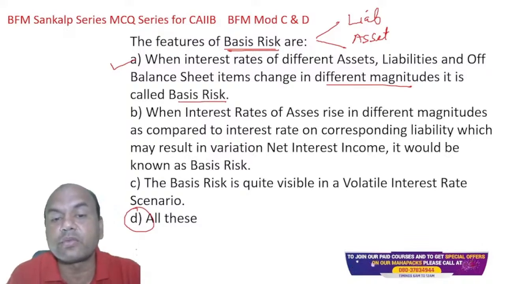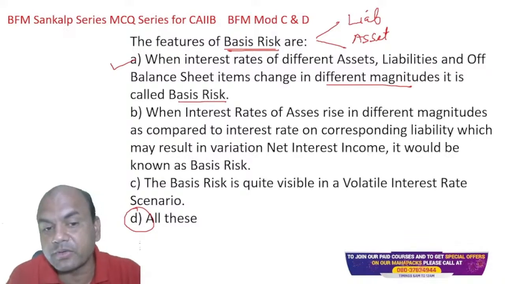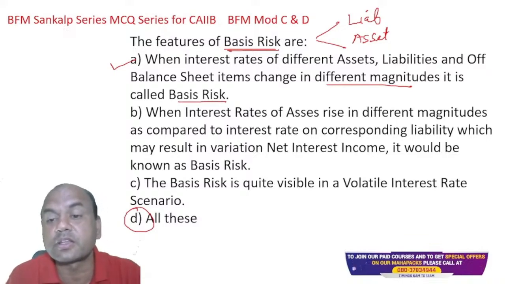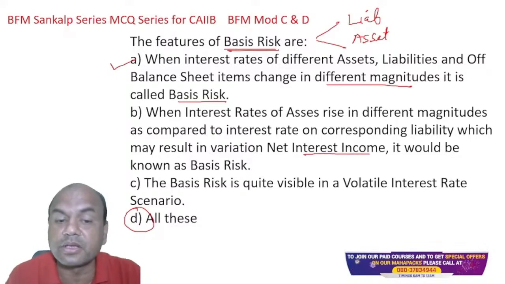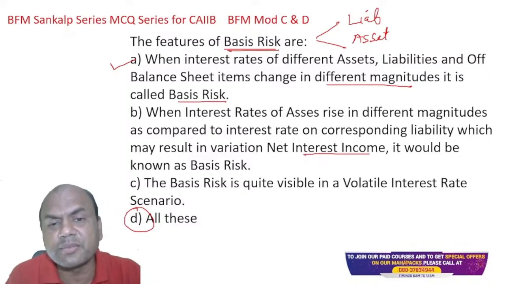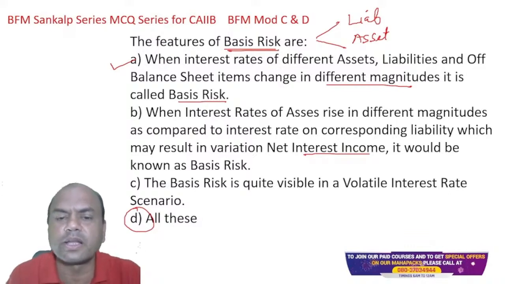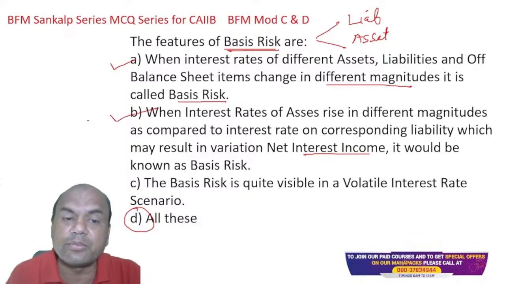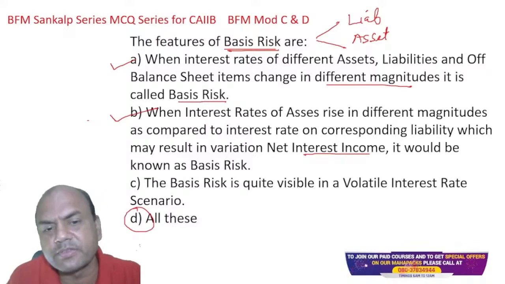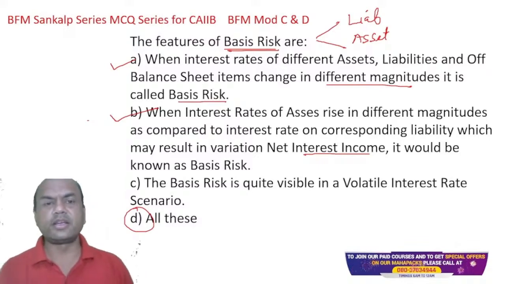When the interest rate of assets rises in different magnitudes as compared to the interest rate in the corresponding liability, which may result in variation in net interest income, it would be known as basis risk. So again the same, wording is different only, logic is same. So B is also true. So once you get A and B true, immediately you jump to D, because obviously C will be true, isn't it?